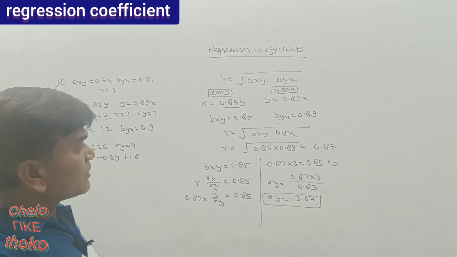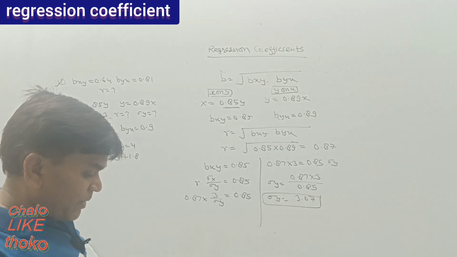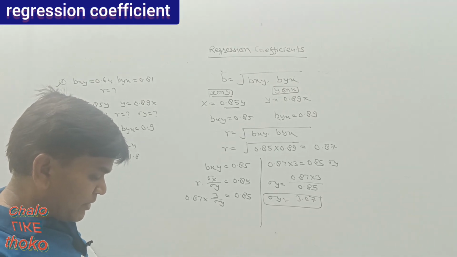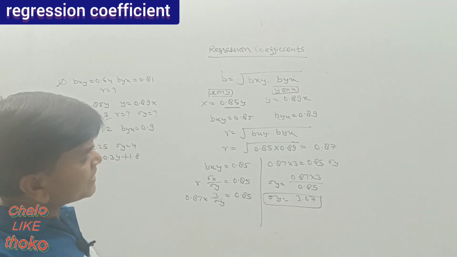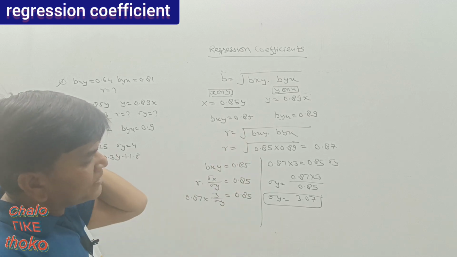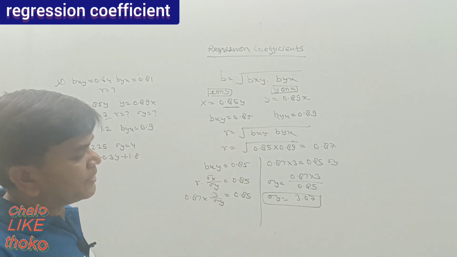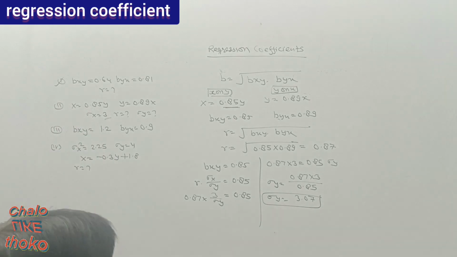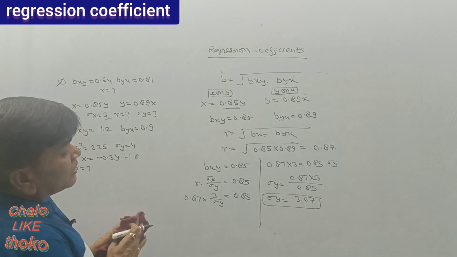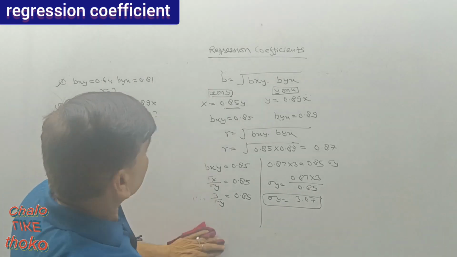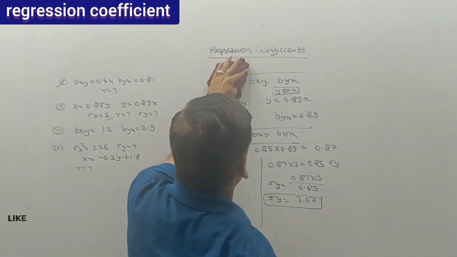Firstly, check this. 0.85 multiplied by 0.89 equals the under root of 0.869. So 0.87 is the right answer, and this 3.07 is also right. Next, two questions we have done. Now the third question.